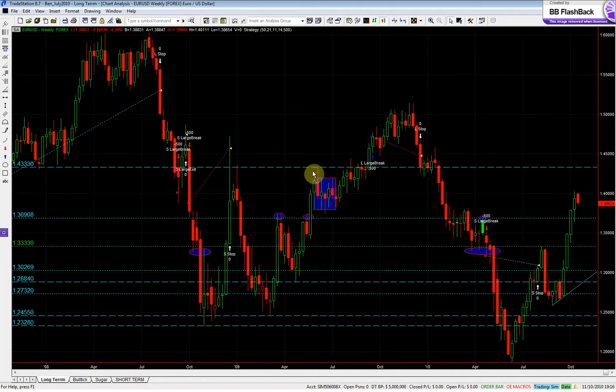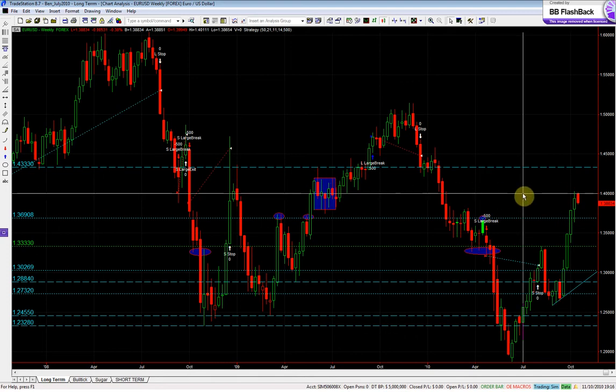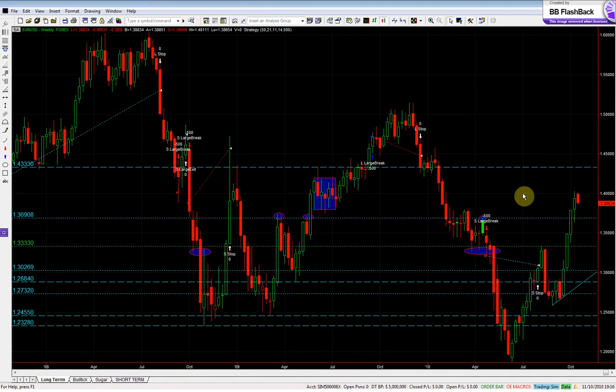There's not much to stop us here in this band between 143.33 and 136.90. There's not a lot of reference technically to suggest this should stall in our move towards 143.33.